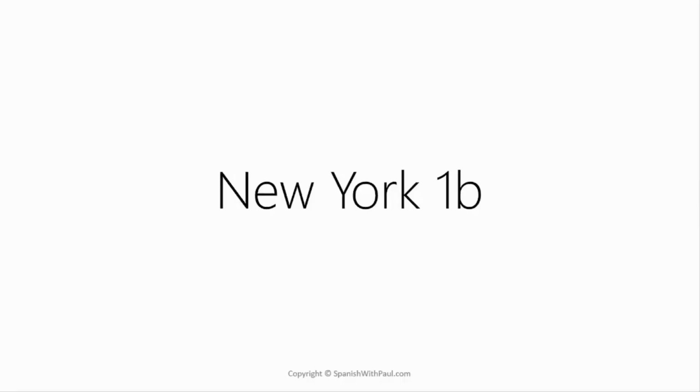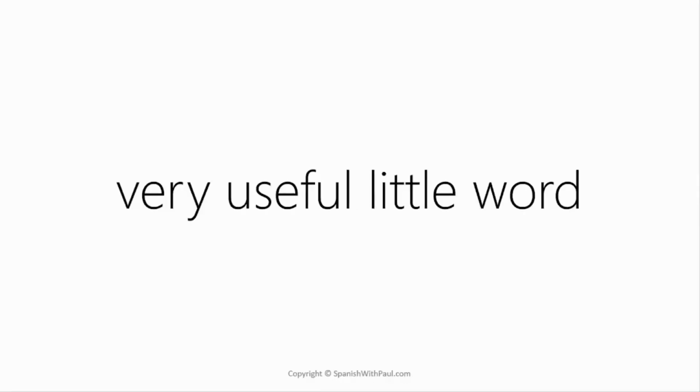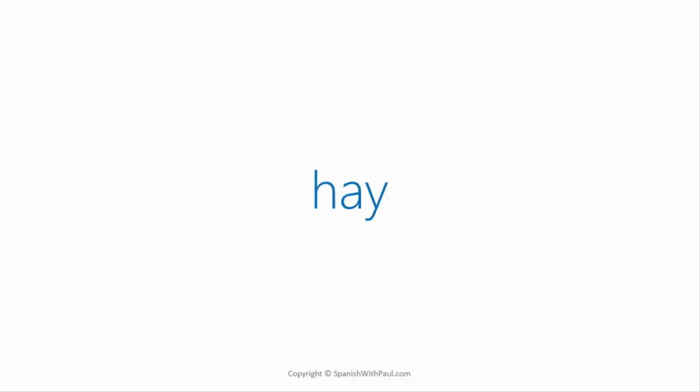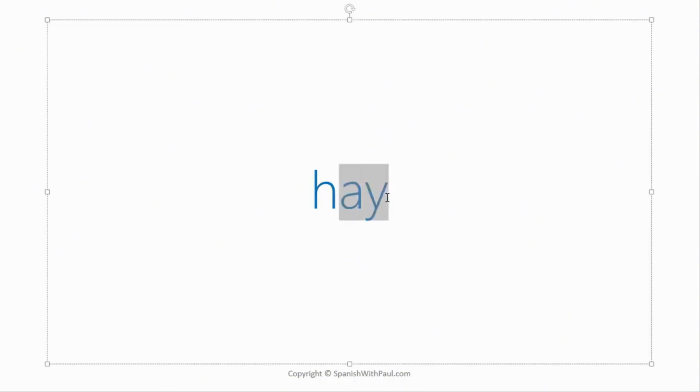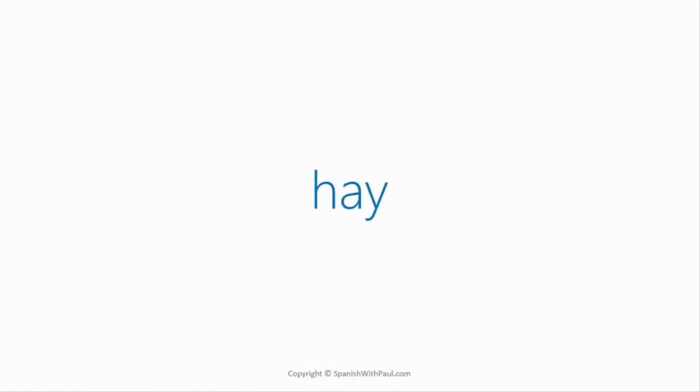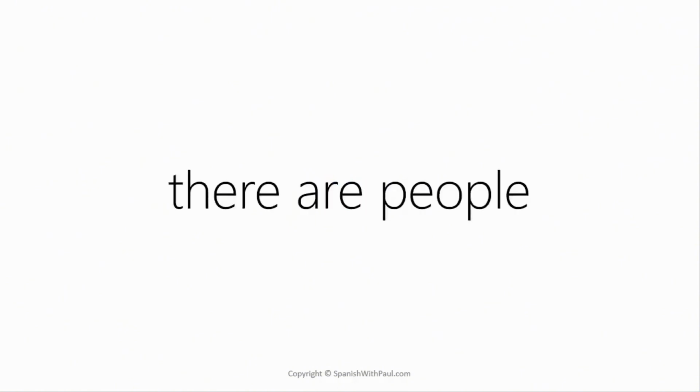In a previous lesson, we came across a very useful little word, and that was hay. The H is silent, so we're just pronouncing from here. Sounds like the English I. Now this little word hay means there is, but also there are. So we have both there is and there are in hay. Do you remember how to say people? Gente.